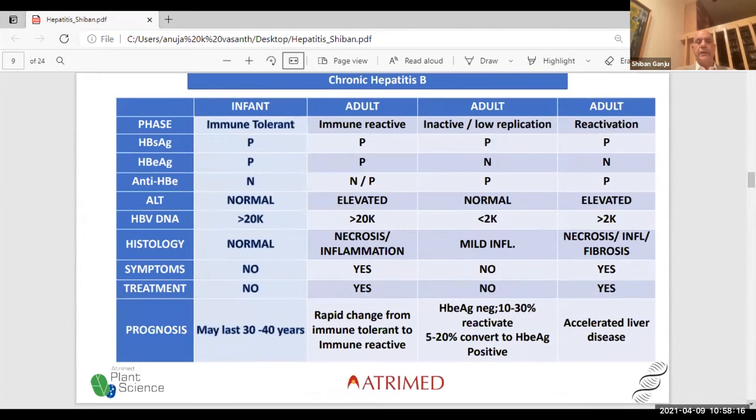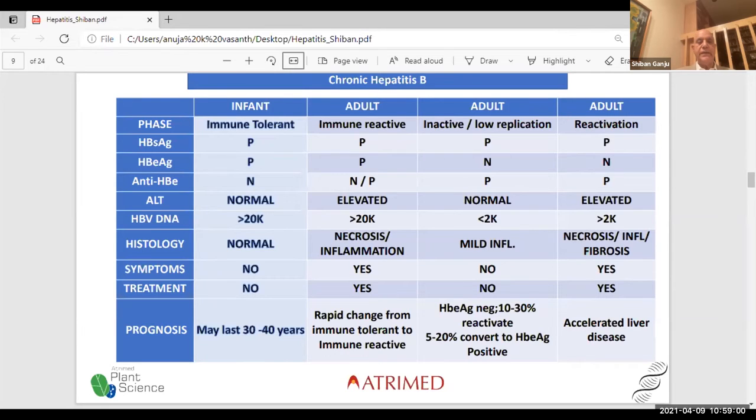This is a little complicated, crowded slide, but I'd like you to concentrate on the second vertical column, which is adult on the top, chronic hepatitis B. Let's go through this. The rest I can explain. This person goes through the phases that I said earlier: an immune active phase or an inactive phase, and again, reactivation. So in an immune active phase, an active chronic hepatitis, his hepatitis B surface antigen will be positive in the blood. It'll be E antigen positive. He will have anti-HBE, that's HBE antibody, either negative or positive.